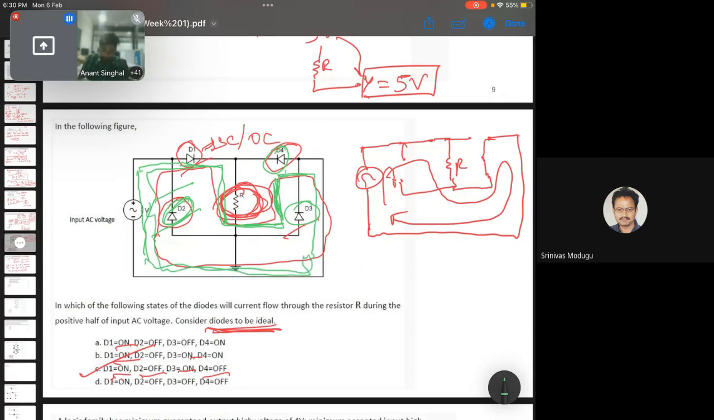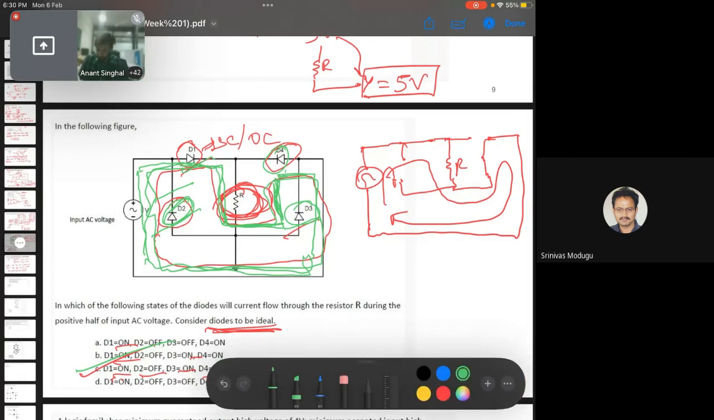Did you get this part? This loop? Okay, so that is why we are making D1 and D3 forward biased, which is option C. Is it fine now? Yeah, no problem.